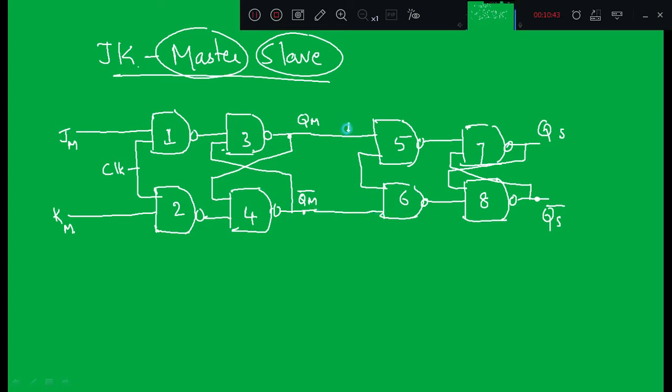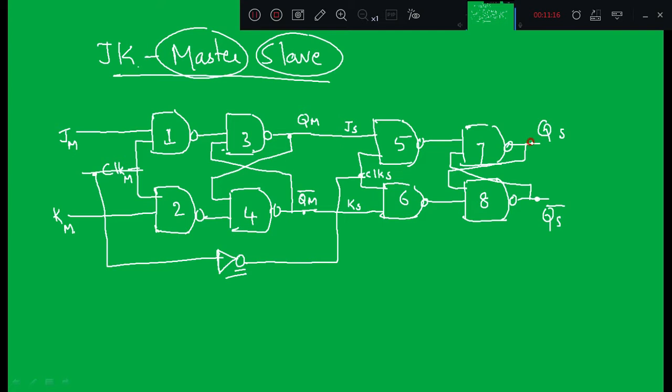So what are these inputs now? I'll denote this as JS and these as KS. So this is one more JK flip-flop, and this is the first JK flip-flop. I'll denote this as clock S, the control input for the slave, and this is the control input for the master. So what is the modification here? I have to complement these control inputs and connect them. So between the two control inputs I need to connect one inverter.